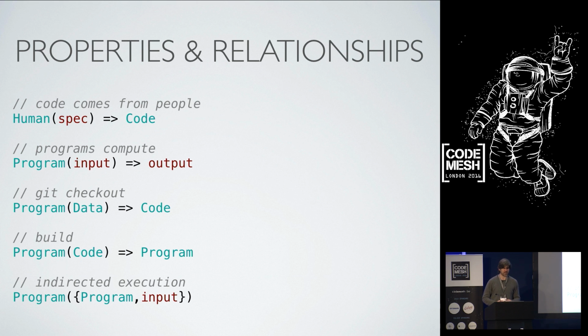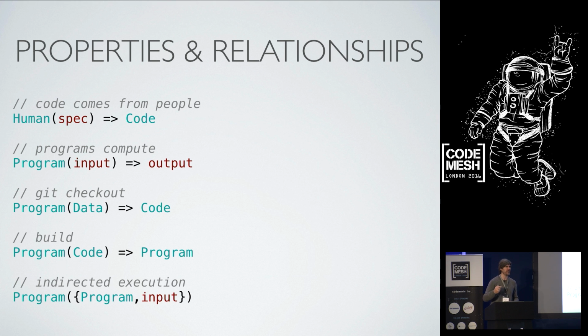You could say programs are simply things that compute, things that take an input and produce an output. We're not going to define what those are just yet. And then we can start seeing how a lot of the things that we do in everyday development can be expressed in terms of these very simple things. Take git checkout: we can have a program that takes a data artifact, the repository, and gets the right code artifact version out of that repository. Or building and compiling your code, that's just another program that takes code and produces another program.